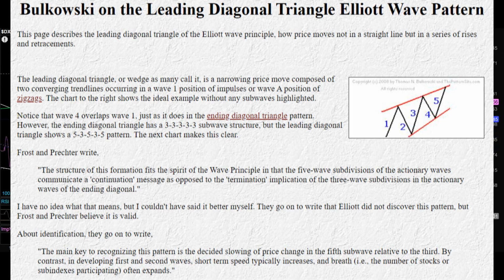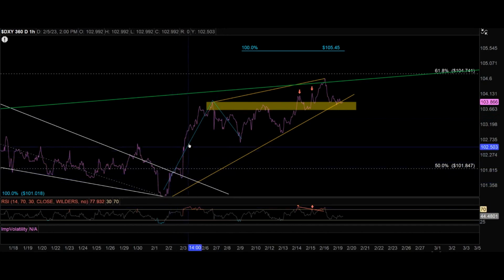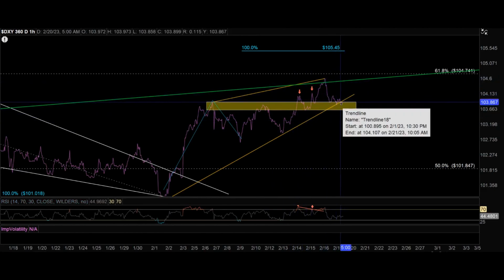The key here is that there is an overlap between the first and the fourth waves of this triangle. Also, the waveform is very important. We have a motive wave for wave 1, a corrective wave for wave 2, a motive wave for wave 3, and a corrective wave for wave 4. Wave 5 will be motive, push up higher, retrace for a wave 2 at a larger time frame, and then we'll be off to the races.